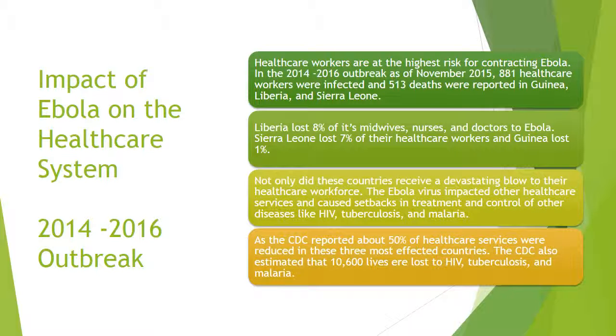So let's talk a little bit about the impact of Ebola on the healthcare system. As you can see here, Ebola is not only a disease that affects people, but it also affects the healthcare system in terms of the healthcare infrastructure. Since healthcare workers are at the highest risk of infection, and since they are crucial in the treatment of not only Ebola, but other diseases, it is important to protect these healthcare workers and the healthcare infrastructure so that diseases don't kill people while Ebola is going on.